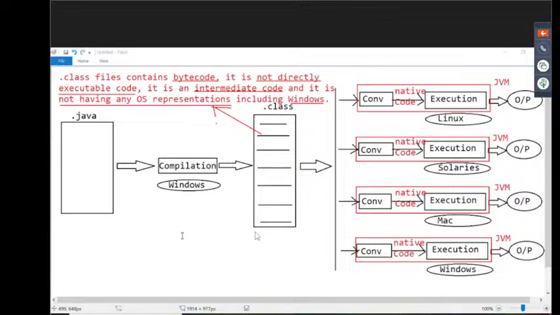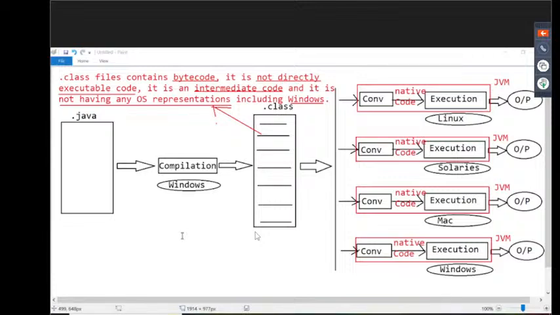Now tell me, in every computer I required Java software or not? For compilation, one Java software is required. Which Java software is required? Windows-based Java software is required. For the first-time execution, Linux we have used there. There one Java software is required or not? There we have to install Linux-based Java software.